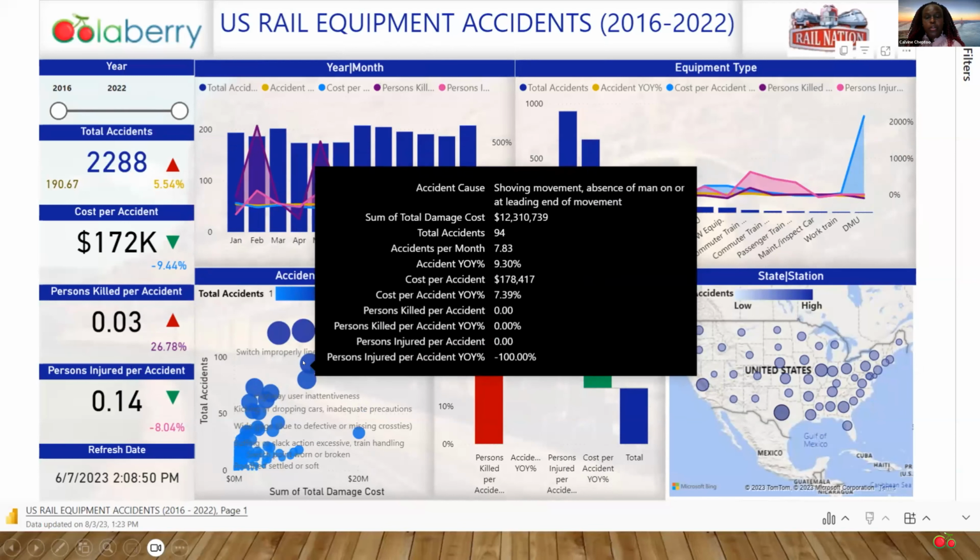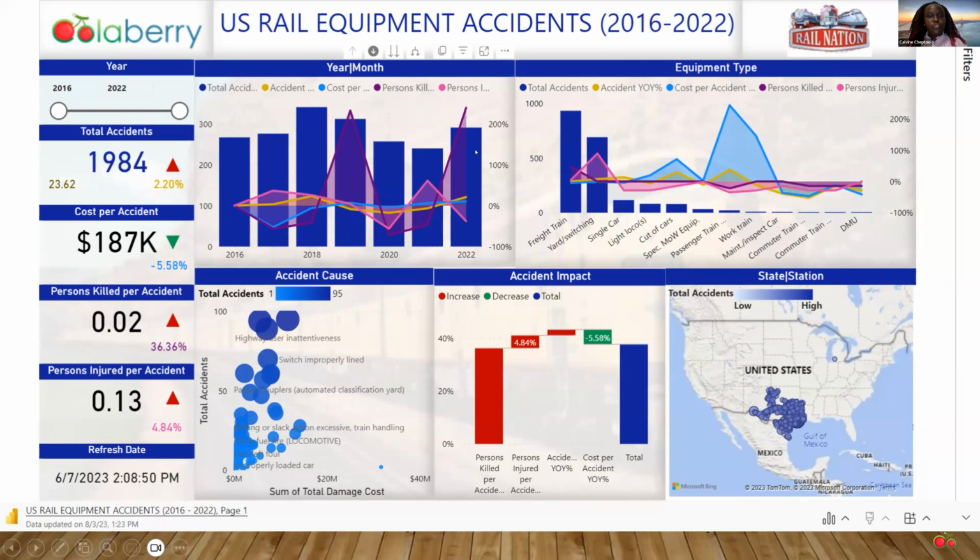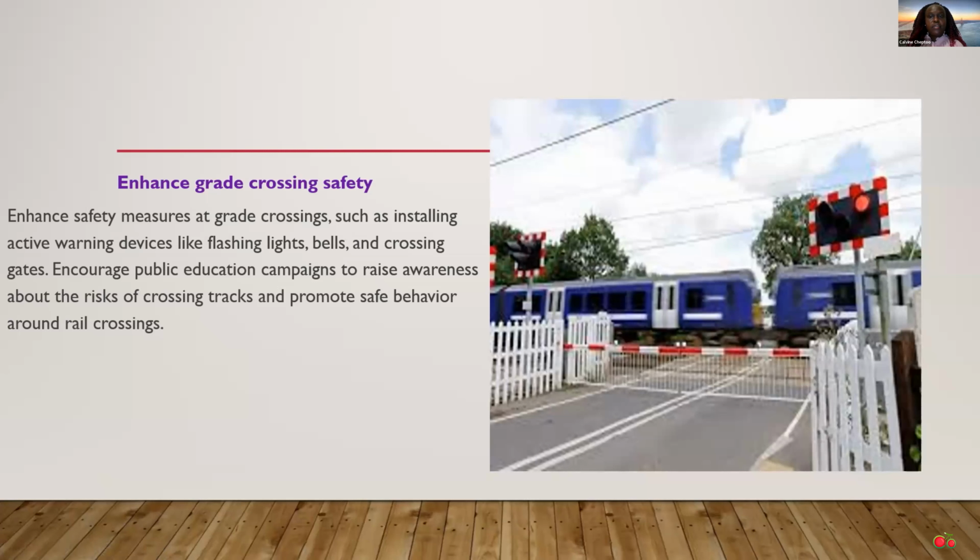So from these insights, we can conclude that the top 3 accident causes are the highway user inattentiveness, switch improperly lined, and shoving movement. So based on those 3 conclusions from the insights, I have 3 suggestions to the Department of Transportation and the train companies. And my first suggestion is to reduce the number of accidents that are caused by highway user inattentiveness.